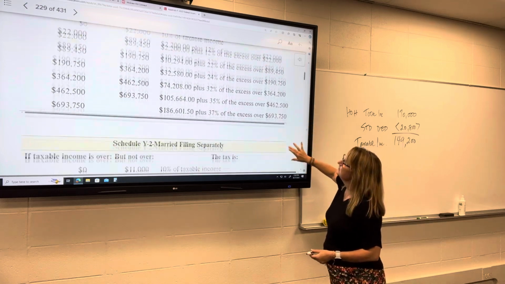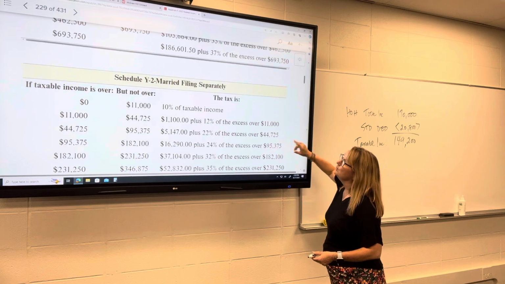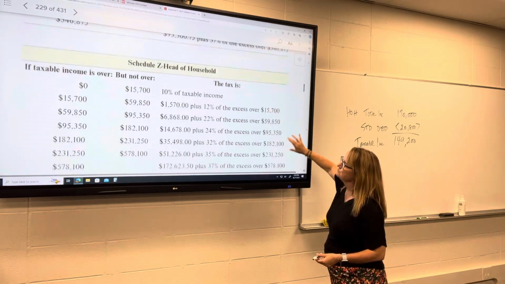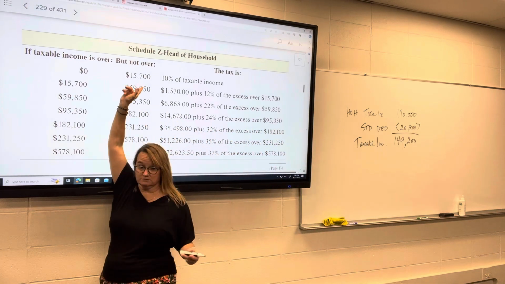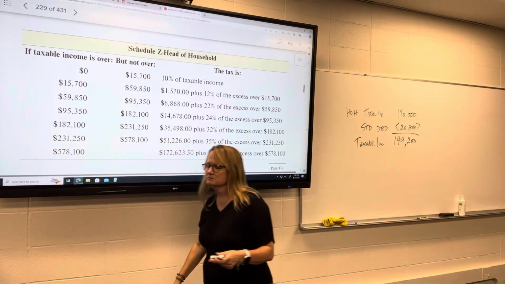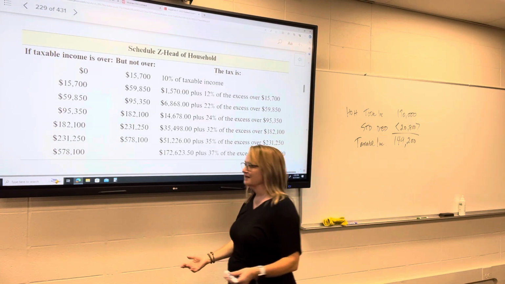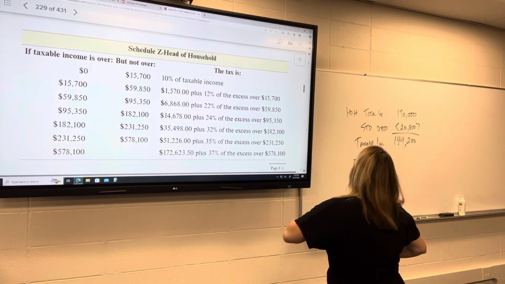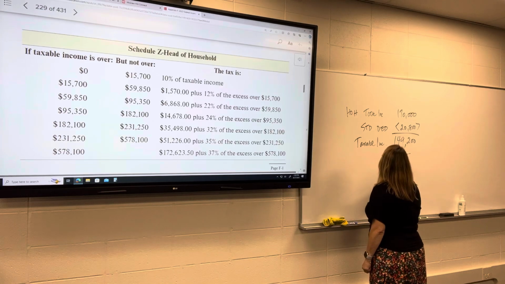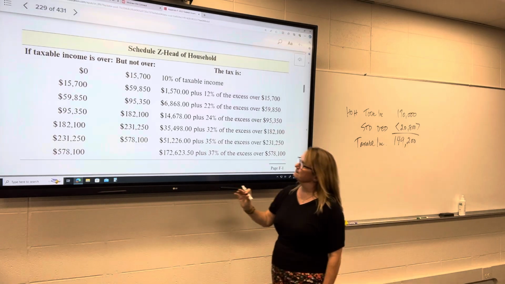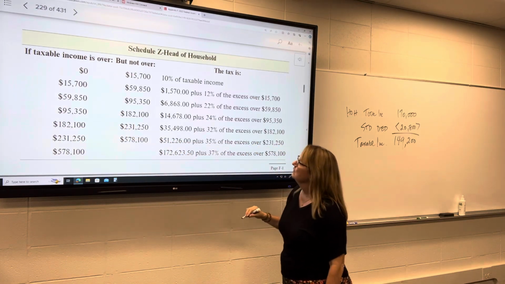All right, so let's find our married filing jointly, or qualifying widower. Oh, we had married filing separately. We could have done two. Here's head of household. All right, so again, our brackets are different. Look, we go from 0 to 15,700. It's not smack dab in the middle between the two, though, is it? Between 22 and 11. Who knows? Okay, so we got our standard deduction. We got our taxable income of 149,200, which is between 95,350 and 182,100.